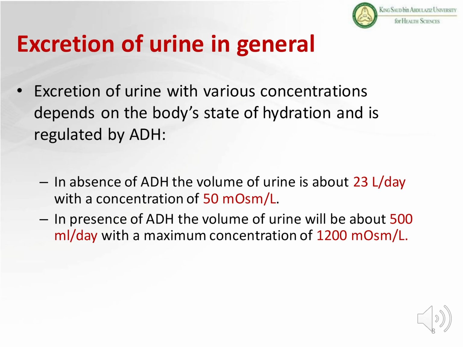The concentration of urine depends on the body's state of hydration, and it's regulated by antidiuretic hormone. In the absence of antidiuretic hormone, the volume of urine could be about 23 liters per day with a concentration of 50 milliosmoles per liter. In the presence of ADH, the volume of urine will be about 500 milliliters per day with a maximum concentration of 1200 milliosmoles per liter.